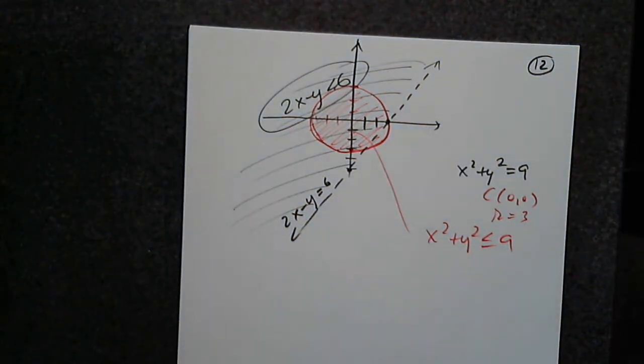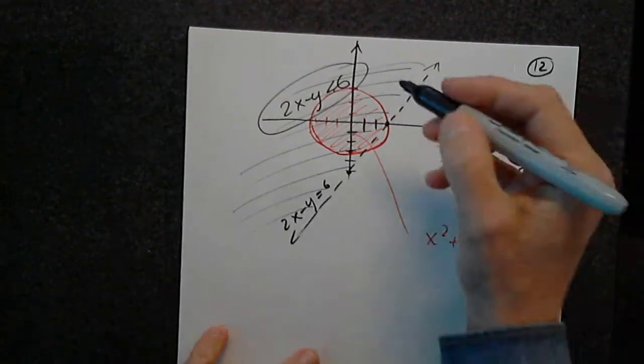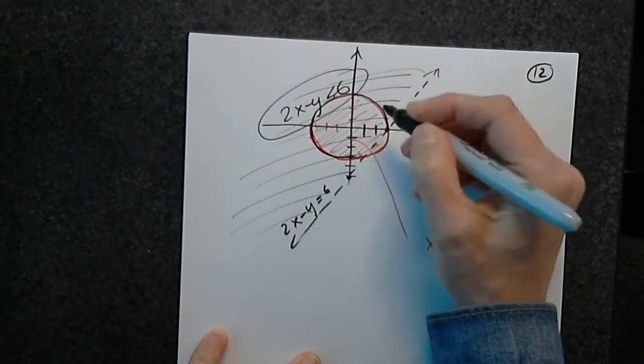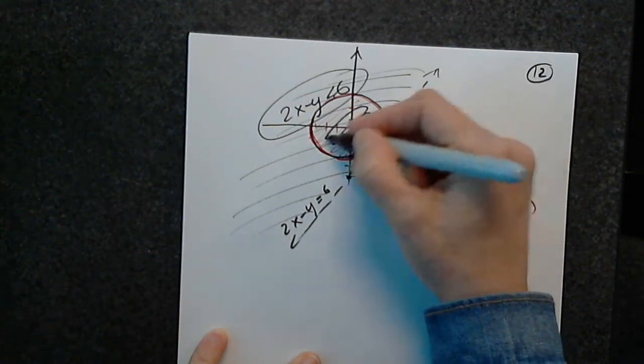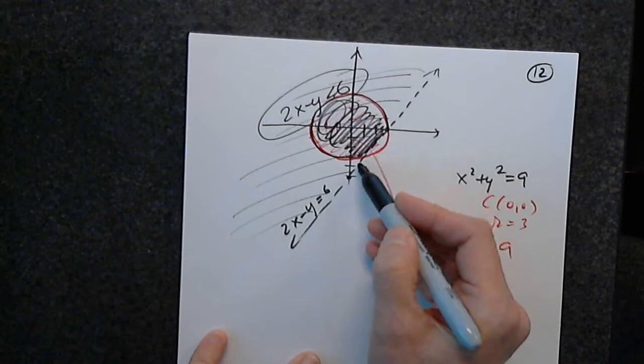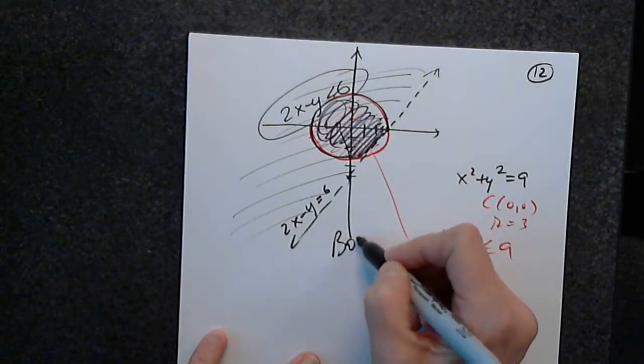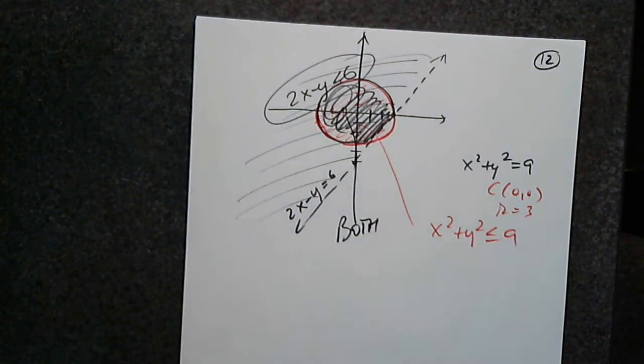So the inside is x squared plus y squared less than or equal to 9. But now I need both regions at the same time. And it's everything on the curve and everything in between, except points on this line because they are not solid. So this is the inside of the circle except that area to the right. Next question.